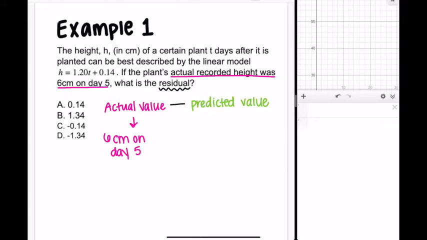Then we need to know the predicted value. And we find the predicted value by looking at the line of best fit. So the line of best fit is h equals 1.20t plus 0.14. So the predicted value, or the predicted height, on day 5 would be 1.20 times 5 plus 0.14.